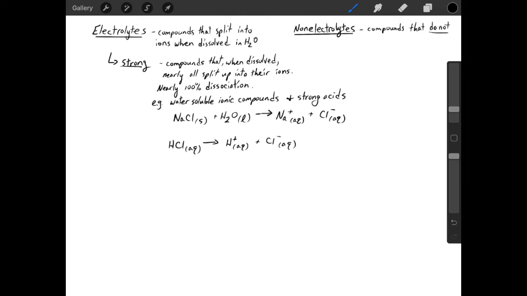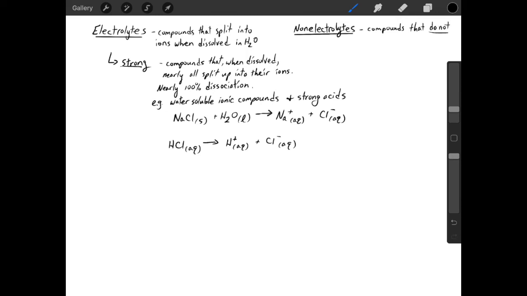So an example of a water-soluble ionic compound would be something like NaCl, sodium chloride. If you take solid sodium chloride and you dissolve it in liquid water, the sodium chloride will split up into its component ions, Na+ and Cl−, the chloride ion.